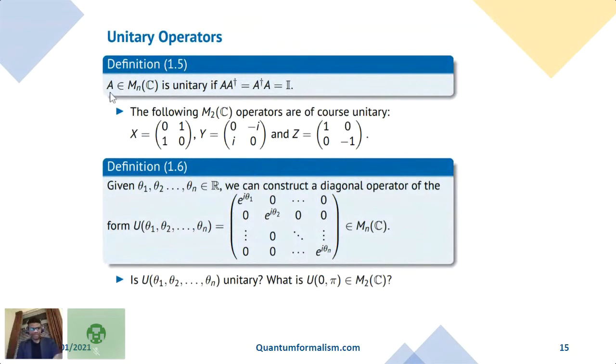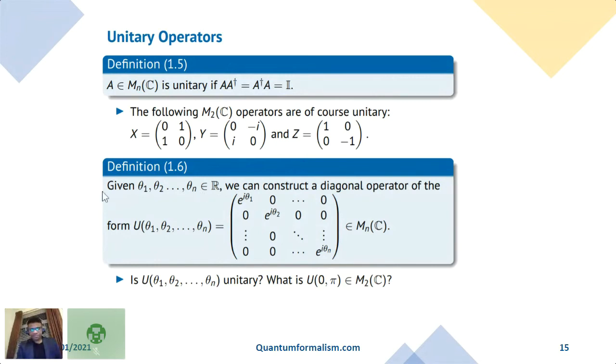An n by n matrix is called unitary if it satisfies these properties. The product of A with its dagger is the same as the product of its dagger and itself, and it equals the identity. In other words, A dagger is the inverse of A. So it's called unitary, and you can see these here. This is trivial stuff that you all know, I'm pretty sure.